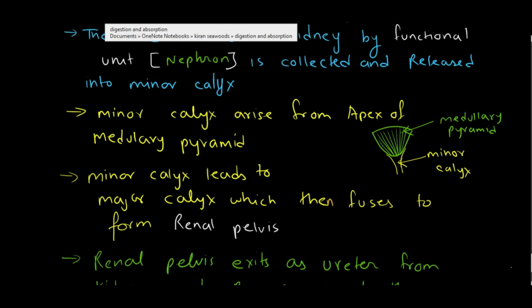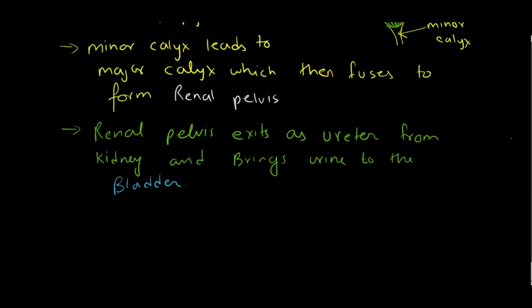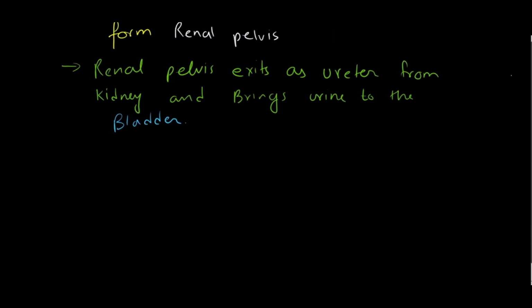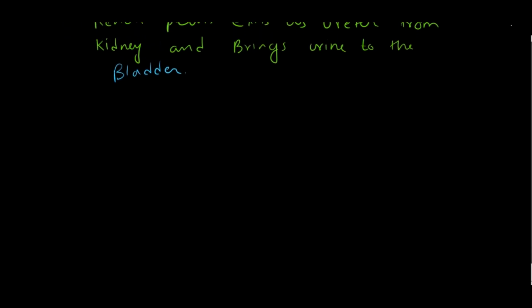to form renal pelvis. And renal pelvis finally exits as ureter from the kidney and brings urine to the bladder. Hope you understood the structure.